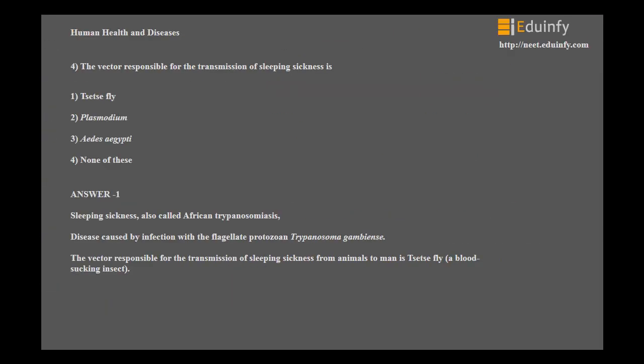Vector responsible for the transmission of sleeping sickness. The answer is tsetse fly. It is caused by Trypanosoma gambiense, and here Plasmodium causes malaria, and Aedes aegypti transmits the dengue virus, yellow fever virus, chikungunya virus. These Aedes aegypti are recognized by white patches on the legs.